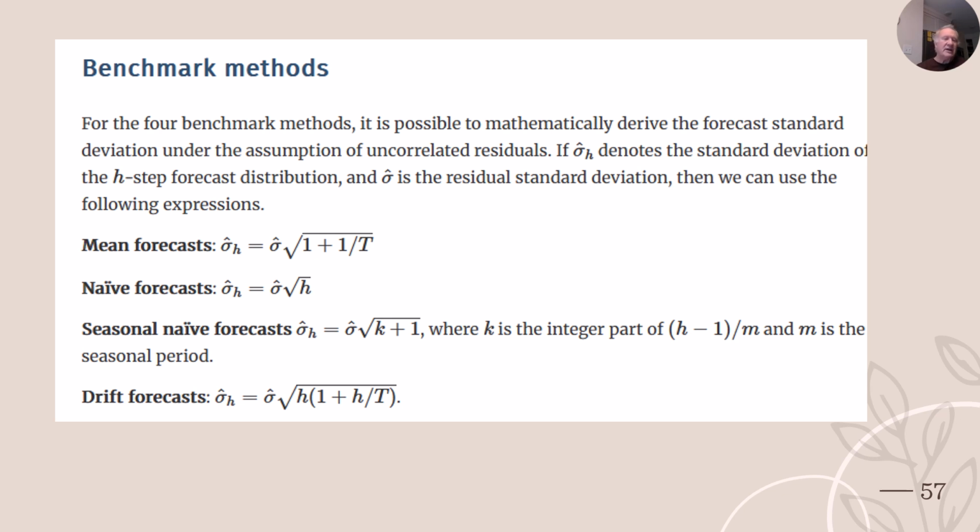And for the seasonal naive, sigma_h is equal to sigma hat, the standard deviation of the residuals, times the square root of k plus 1, where k is the integer part of (h minus 1) divided by m, and m is the seasonal period. And finally, for the drift forecast, we have sigma hat times the square root of h times (1 plus h over T). And of course, R will calculate all these for you.